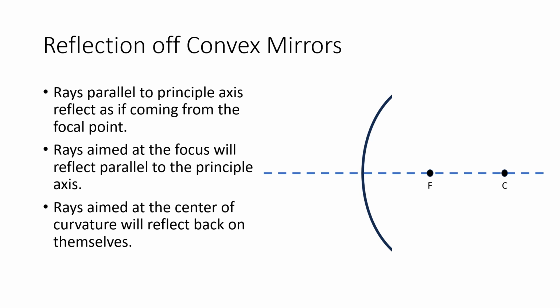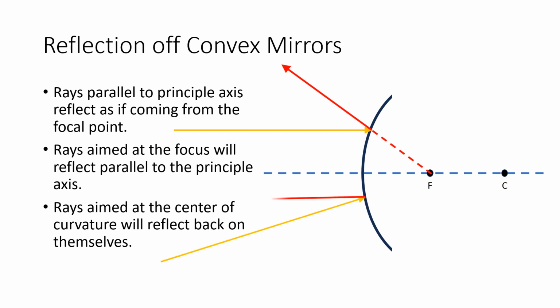Okay, so let's go through what happens to light rays when we shine them on a convex mirror. First off, the parallel ray that we are used to using to start off with, it's going to bounce off as if it's coming from the focal point. Secondly, if you shoot a ray right at the focal point, then it'll bounce off parallel to the principal axis. So those are sort of opposites of each other, and you can use those to help you find images. And finally, we can shoot one right at the center of curvature, and it'll bounce back as if it came from the center of curvature. All right, let's see if we can use that.